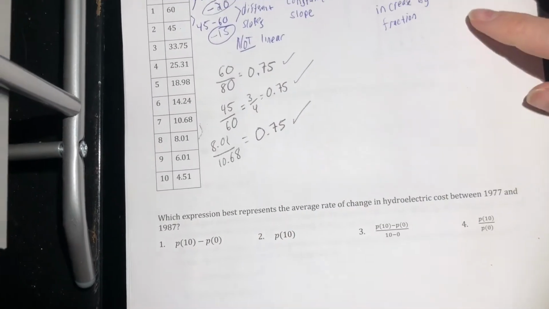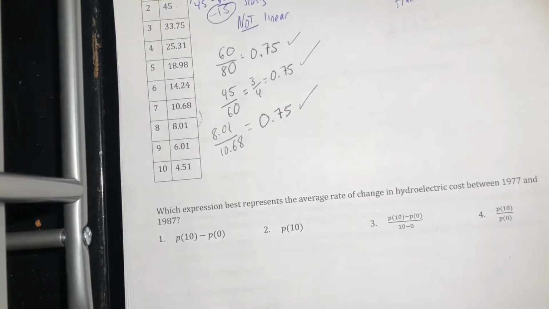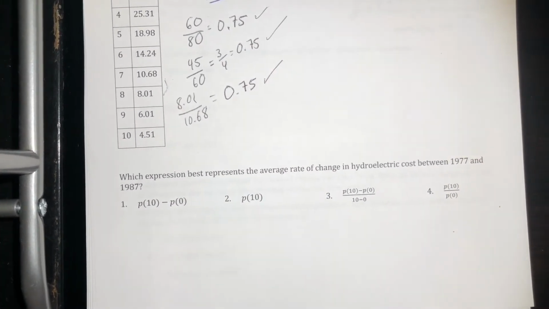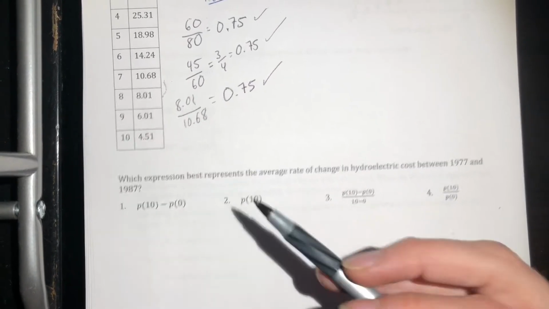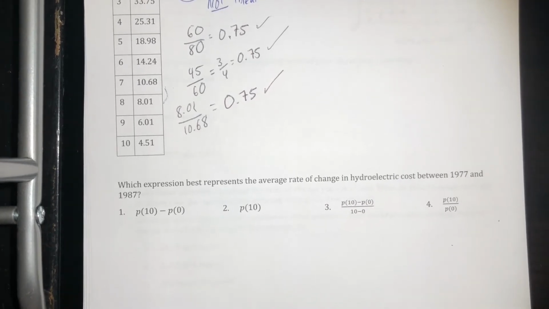Which expression best represents the average rate of change in hydroelectric cost between 1977 and 1987? Before you do this, make sure you understand what each of these expressions is telling you. Like, what is P of 10 minus P of 0? What is the purpose of that? What is that telling you about hydroelectric energy?